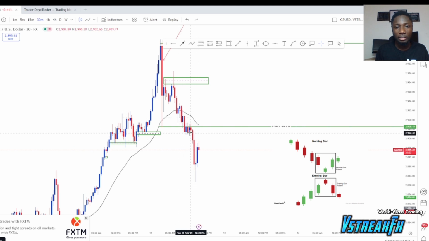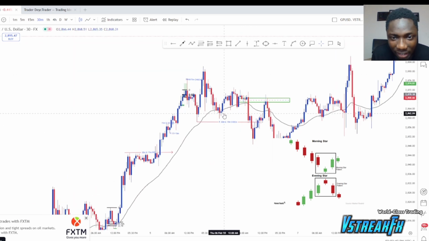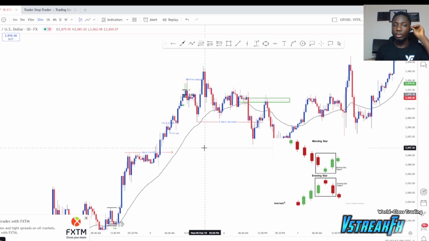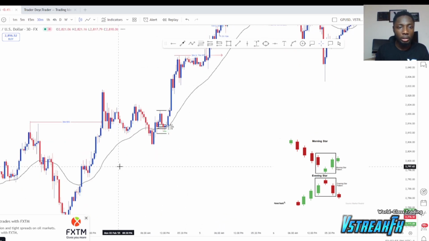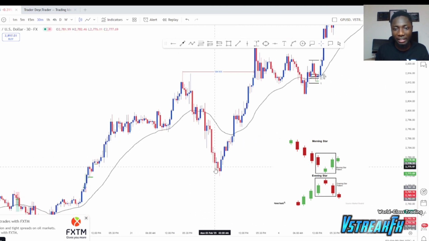I'm looking for a morning star. That's when I saw the evening star. Okay, yeah, this is a very nice morning star. You can see we have red, a small indecision or a hammer candle, with a strong bullish candle. Even though price was unable to sustain that much, I'm looking for a very clean morning star candlestick pattern. Yeah, look at this very nice one here. Red, a small indecision and hammer, with a strong bullish candle. So that's how the morning star and evening star look.